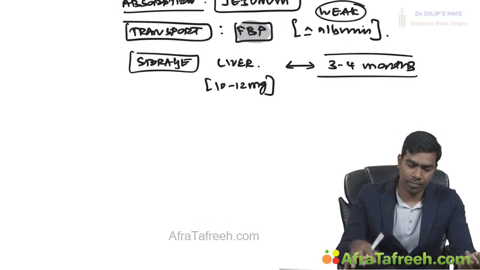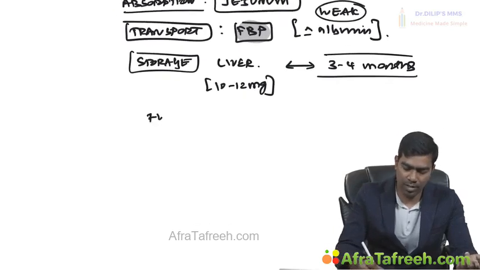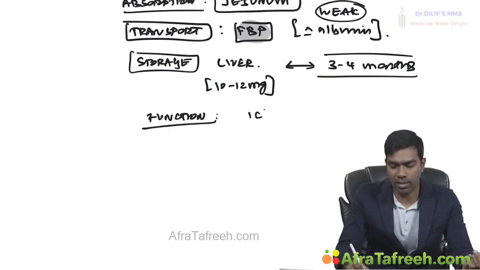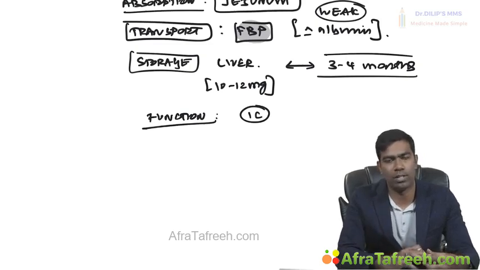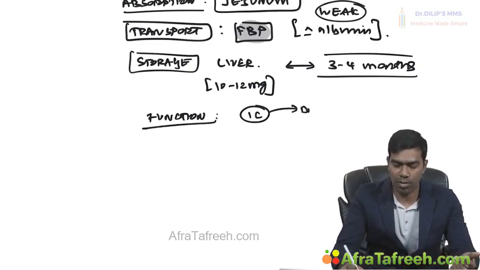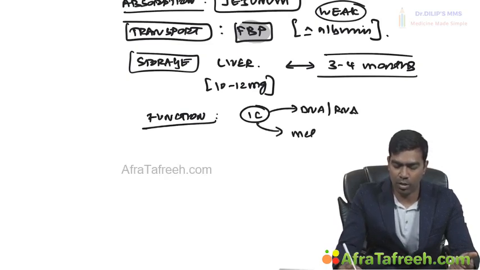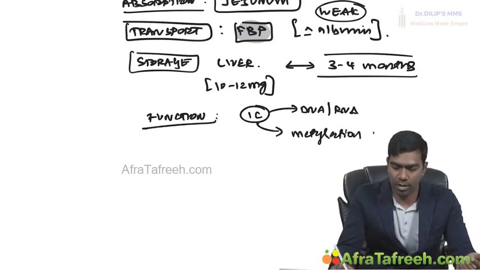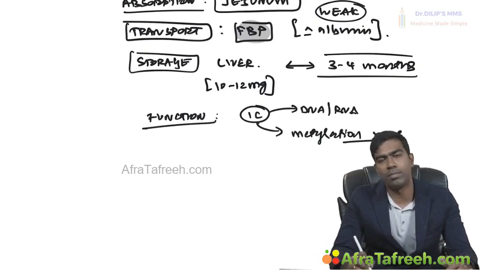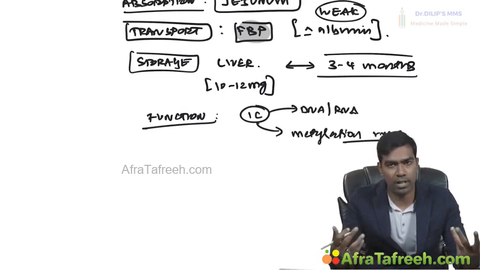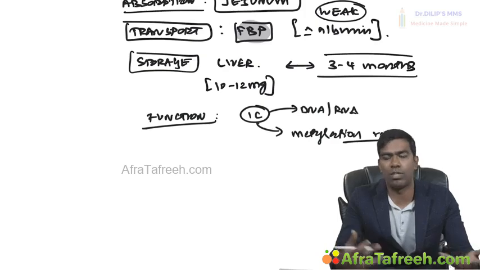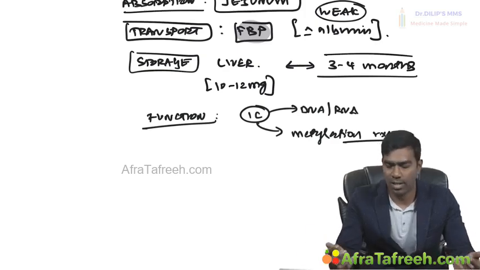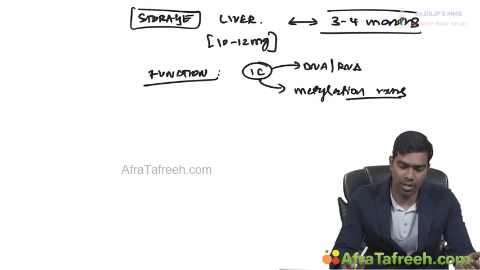And again, function wise, as I already discussed in detail, it is nothing but the transfer of 1 carbon moieties. This 1 carbon moiety is important for the formation of DNA and RNA. At the same time, it is also important for the methylation reactions through B12 and the homocysteine cycle. So in all these steps, folate serves to transport this 1 carbon moiety to other areas in the cell. That is why folate is very important.